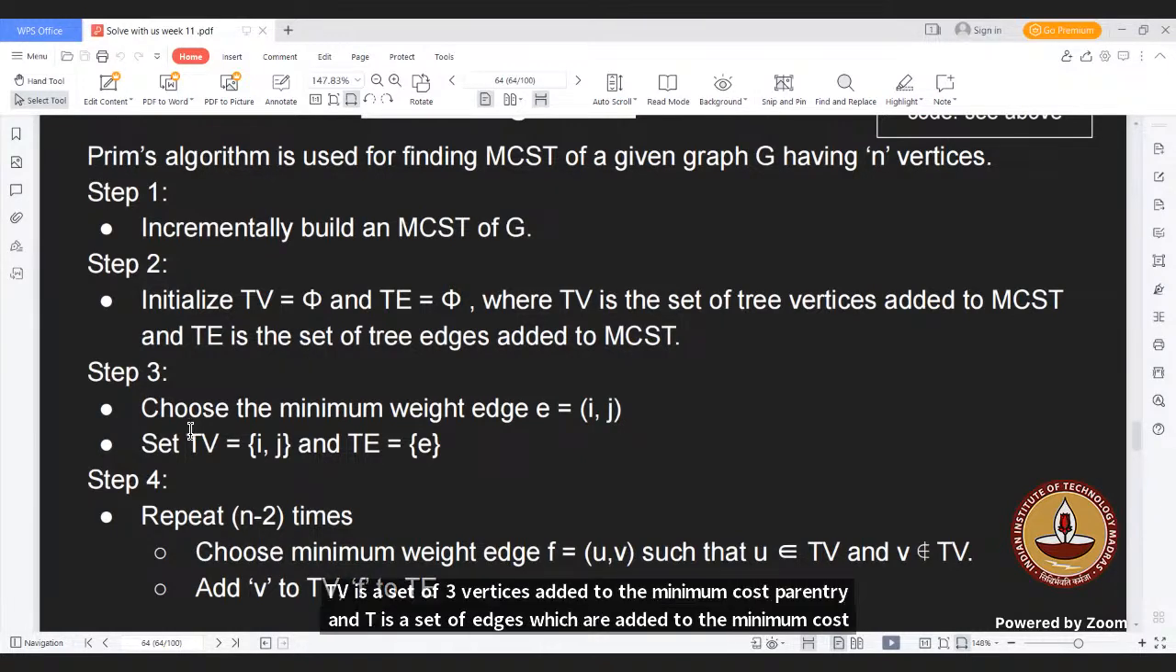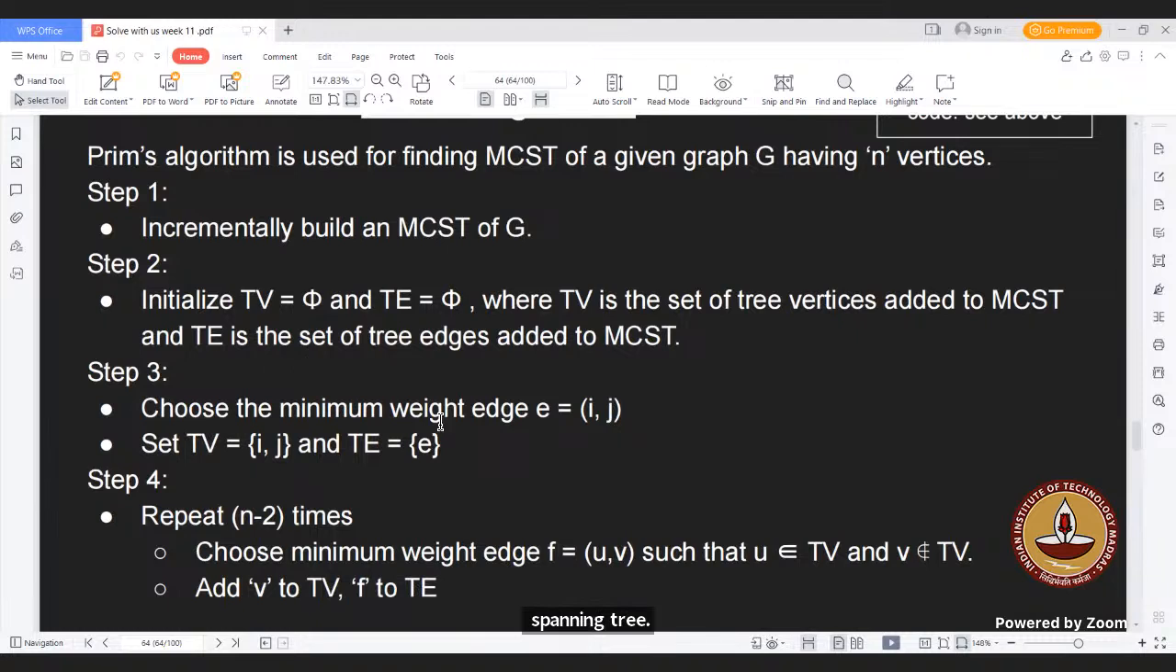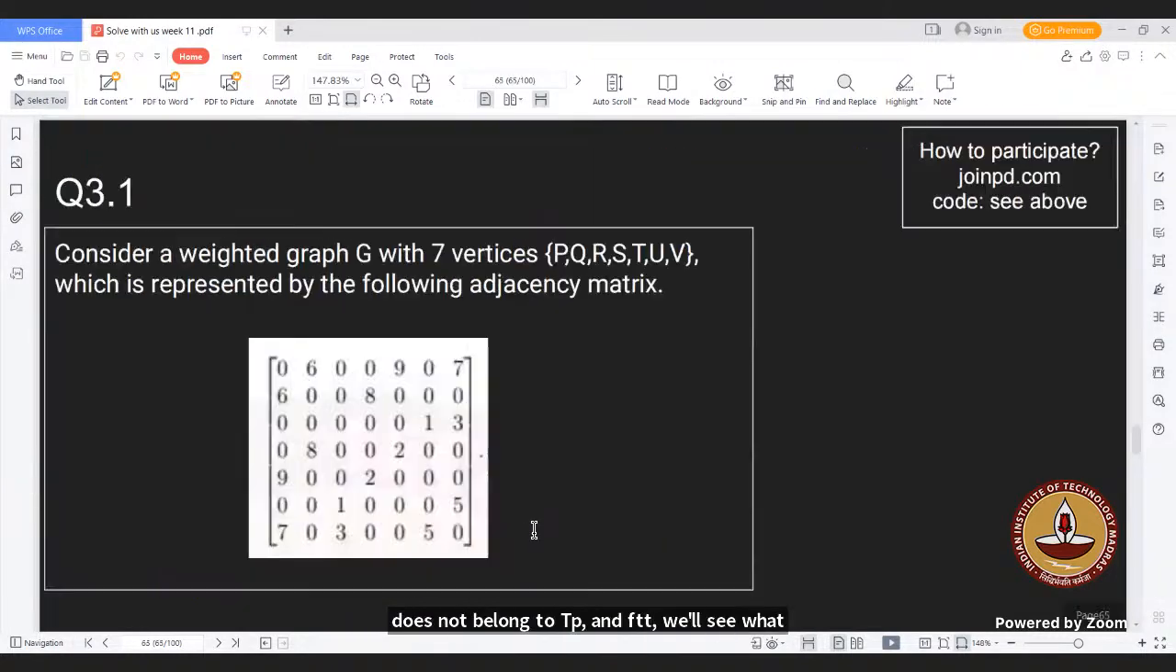The third step is to choose the minimum edge weight, the weight of the edge E from I to J, and set TV to I and J, and T to the edge E. We repeat it n minus 2 times and choose the minimum edge weight F equal to UV such that U belongs to TV and V does not belong to TV. Add V to TV and F to T. We'll see what this algorithm means.